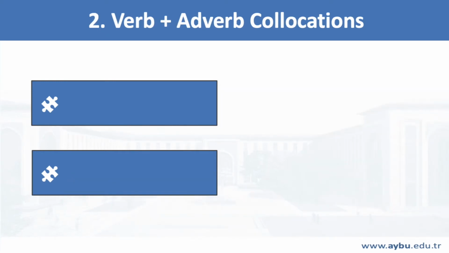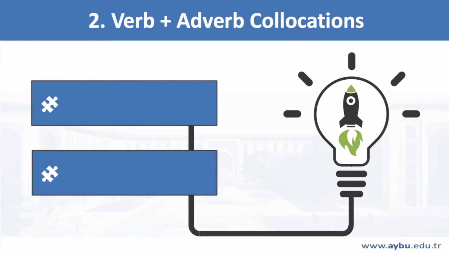The second pattern of collocations is made of a verb followed by an adverb. The guests were welcomed warmly when they arrived at the party. We generally say welcomed warmly to describe a very sincere welcome. We don't use hot, for example, for that.